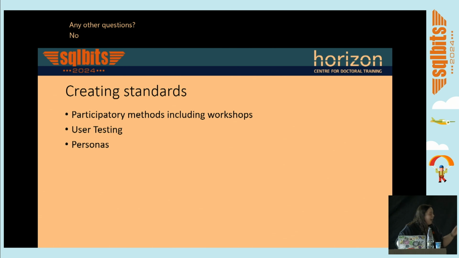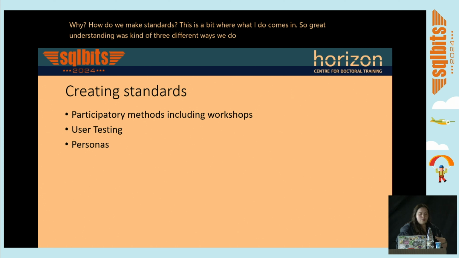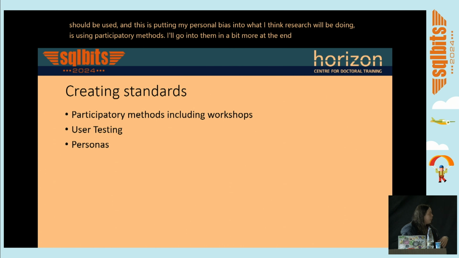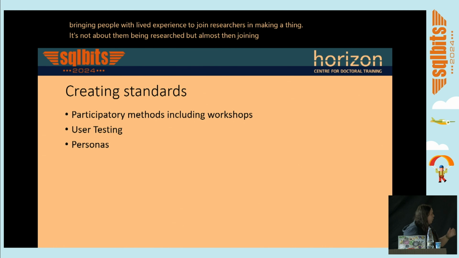Right, how do we make standards? This is a bit where what I do comes in. So, creating standards, there's kind of three different ways we do it. The main method that I think should be used, and this is putting my personal bias into what I think research should be doing, is using participatory methods. I'll go into them a bit more at the end, but it's about bringing people with lived experience to join researchers in making a thing. It's not about them being researched, but almost them joining the research itself.